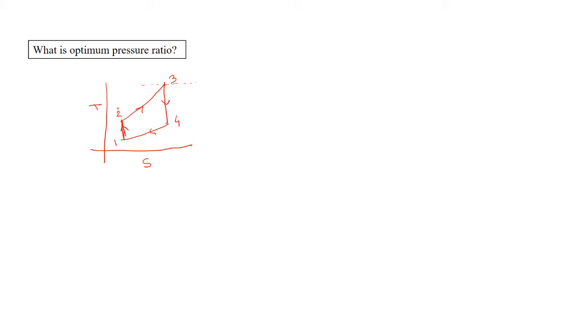and then we moved toward the net work. There we said that W net is equal to Wt minus Wc. Here we calculated Wt, the turbine work, and we said that it is equal to Cp into (T3 minus T4) minus Cp into (T2 minus T1).